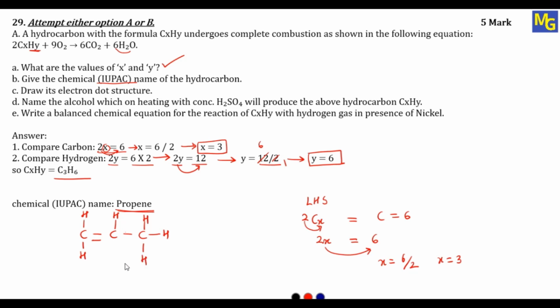Now focus. There are how many? 6 hydrogens, and carbon valence is balanced: 4 bonds, 4 bonds and 4 bonds. Now see, how many carbons? 3. So the root is prop. Prop means 3 carbon. Then what is the functional group?